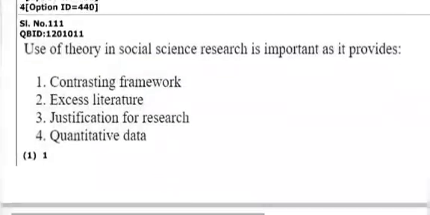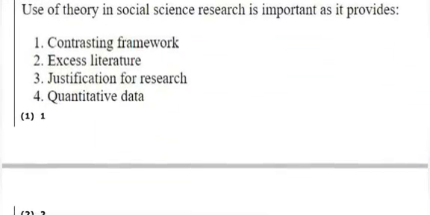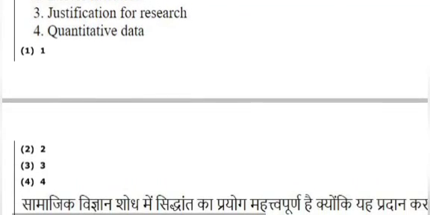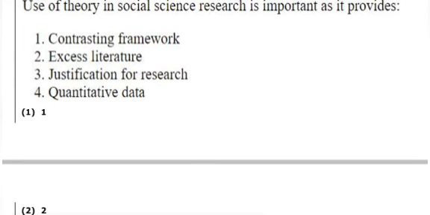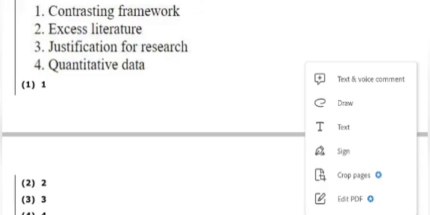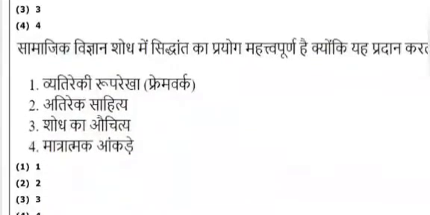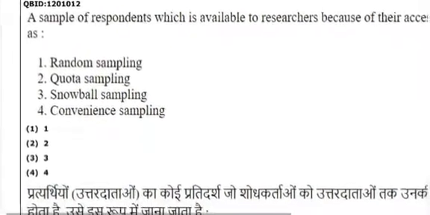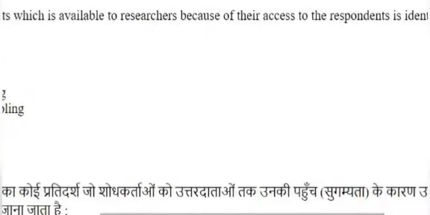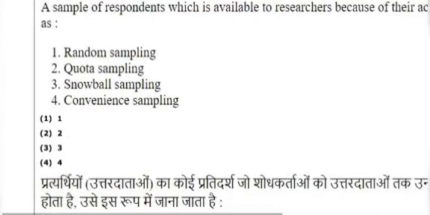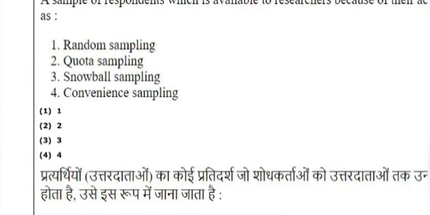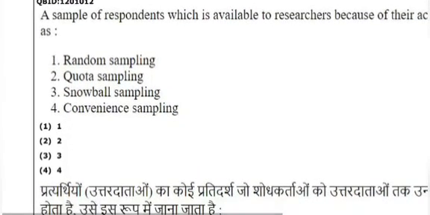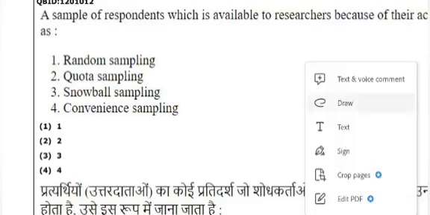Next, use of theory in social science research is important as it provides what? Contrasting framework, access literature, justification for research, quantitative data. So what do you think? It will be C, justification for research. Next, a sample of respondents which is available to researchers because of their access to the respondents is identified as what? Random sampling, quota sampling, snowball sampling, convenience sampling. Number 12 will be number D, convenience sampling.